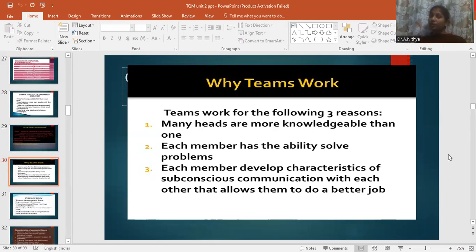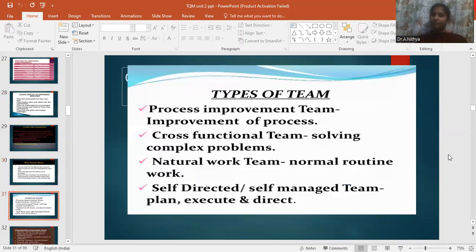So why do we need teamwork? Because of three reasons. Many heads are more knowledgeable than one, so they can teach every individual and make the employees empowered and innovative. Each member has the ability to solve the problem. And each member develops a characteristic of subconscious communication with each other that allows them to do a better job.